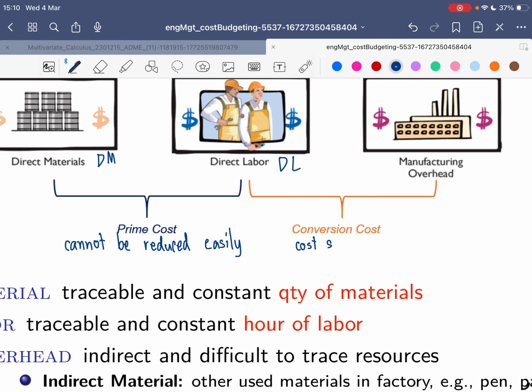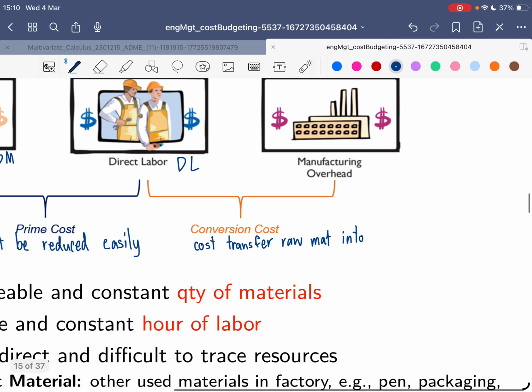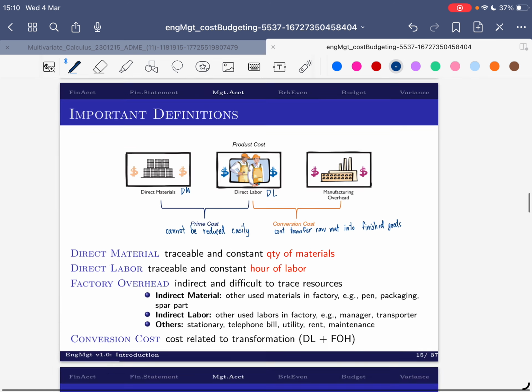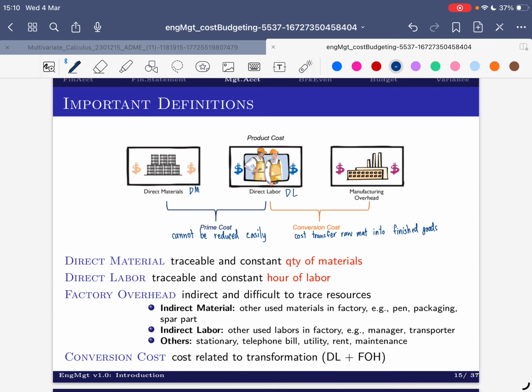This is how we define cost. Of course, we define product cost as DM plus DL plus factory overhead, but somehow we can group differently based on your purpose. And of course, prime cost and conversion cost will be something that is going to appear in your exam to confuse you guys. There's no purpose besides the reason we call these two is for the purpose of the exam, to confuse anyone who is not prepared.